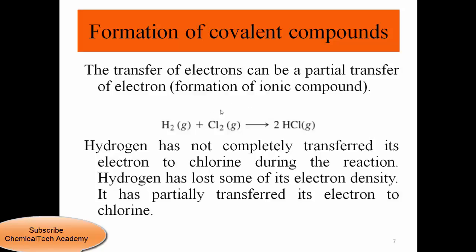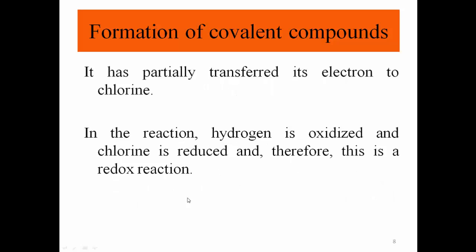Covalent compound, which is going to be hydrogen plus chlorine, is going to give us 2HCl. So hydrogen has not completely transferred its electron to chlorine during the reaction. So hydrogen has lost some of its electron density, and it has partially transferred its electron to chlorine. So in the reaction, hydrogen is oxidized and chlorine is reduced. And therefore this is the redox reaction.